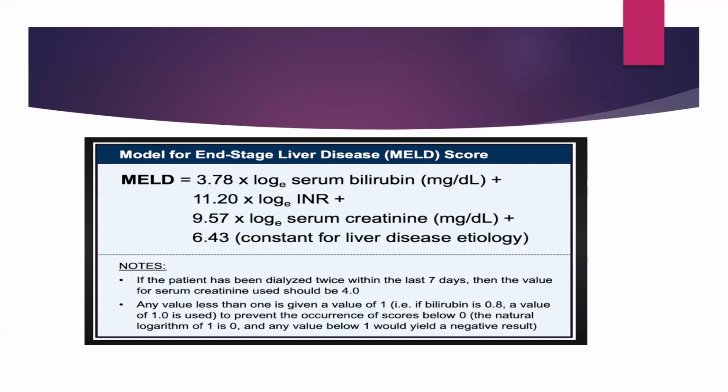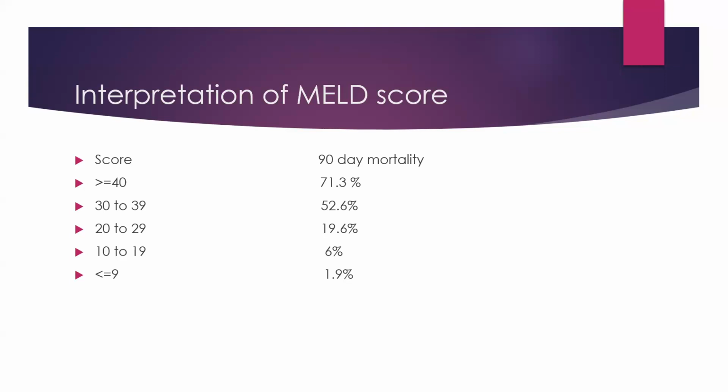Then the next score is the Model for End-Stage Liver Disease, that is the MELD score, and it is 3.78 times serum bilirubin plus 11.20 times INR plus 9.57 times serum creatinine plus 6.43. If the score is more than or equal to 40, then 90-day mortality is 71.3%. If the score is between 30 to 39, then 90-day mortality is 52%. If between 20 to 29, then 19.6%. If between 10 to 19, then 6%. And if the score is less than or equal to 9, then 90-day mortality is 1.9%.